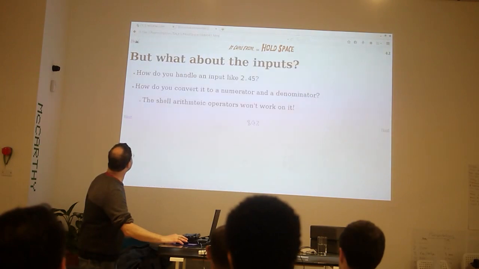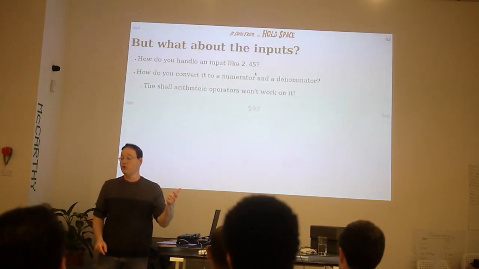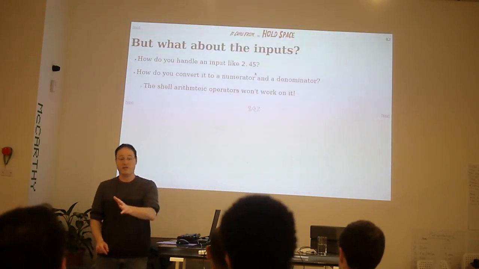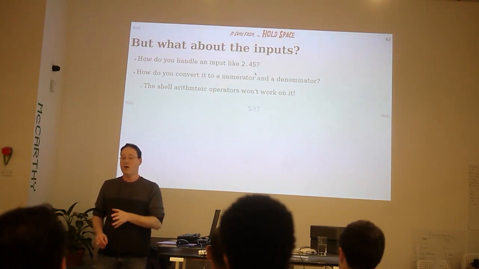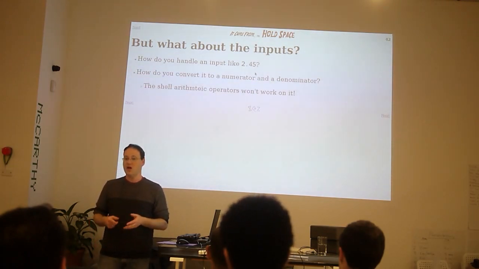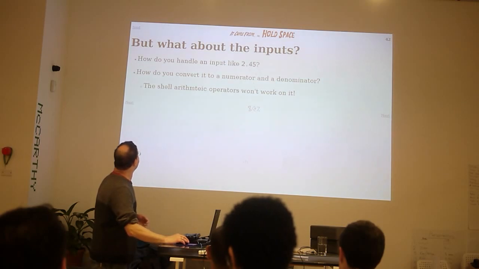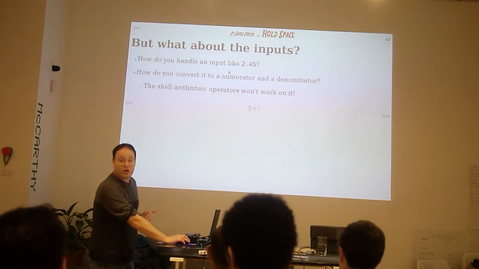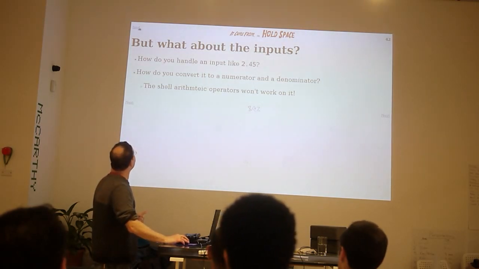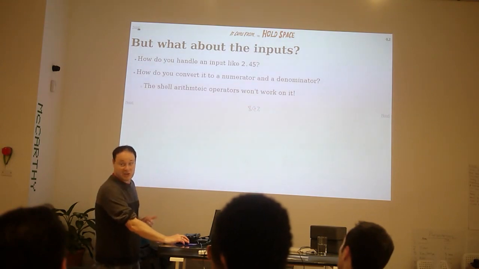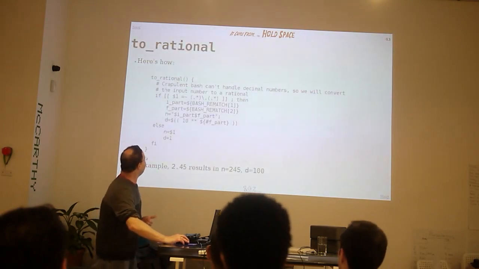And the answer is, well, actually, you still have to handle the 2.45 input, because somebody's going to give you 2.45. You've got to figure out how to turn that into 69/20. The shell arithmetic operators don't work on it, so you can't do arithmetic on it. Well, but what you can do, at least in Bourne-again shell, is you can pattern match on it.